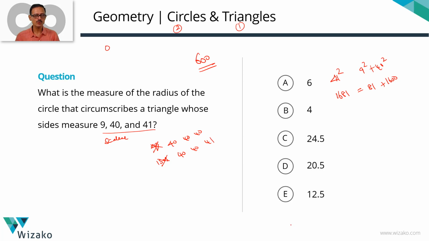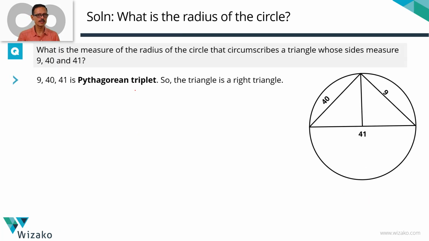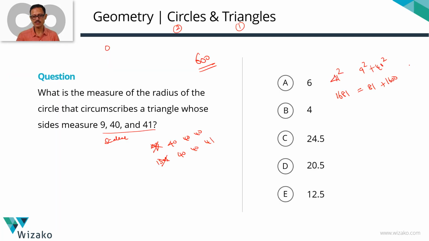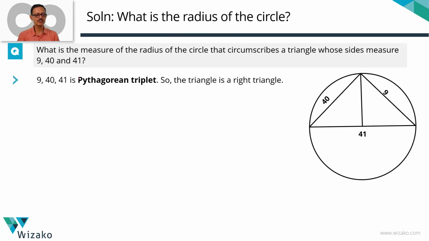Right? I went about deducing it using the Pythagoras theorem. But if we knew that 9, 40, 41 is a Pythagorean triplet, whatever I did in this part of this slide is something that you can actually not bother about. You can say, I know 9, 40, 41 is a right triangle because it's a Pythagorean triplet, and then move on. It would have easily saved about 20-25 seconds. So deduction 1, we have deduced that the given triangle is a right triangle.